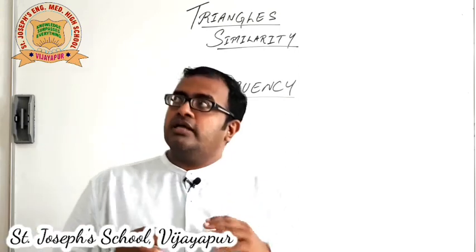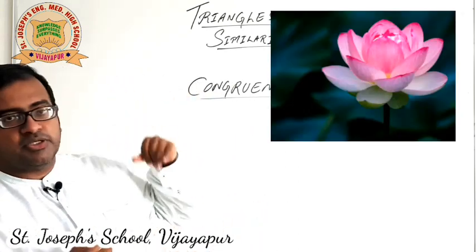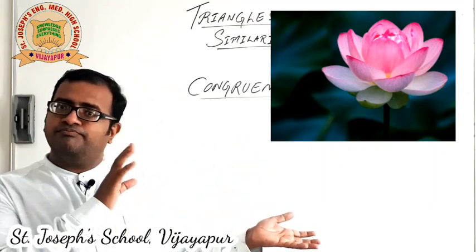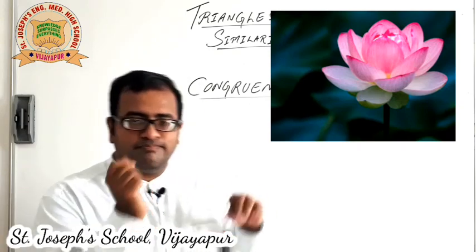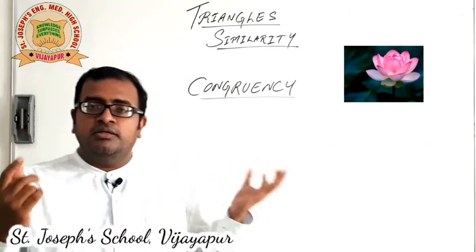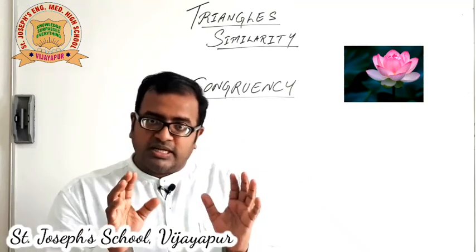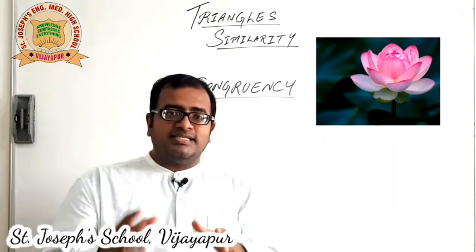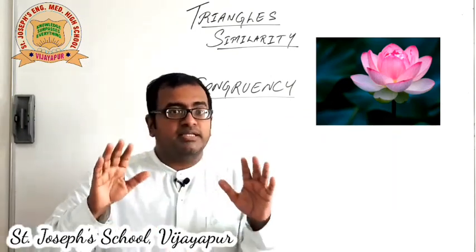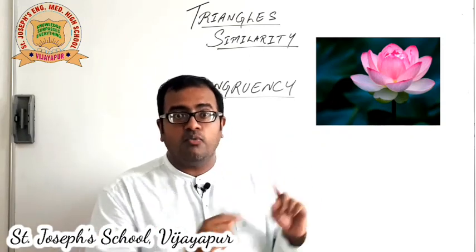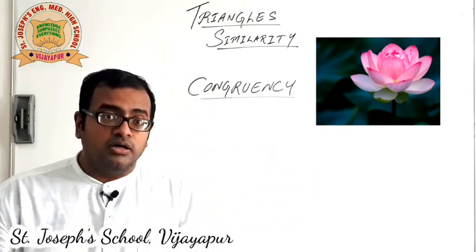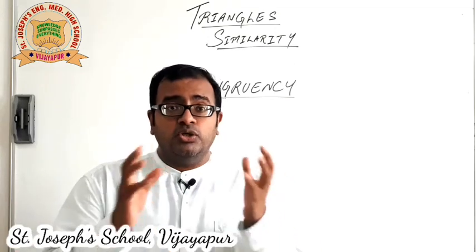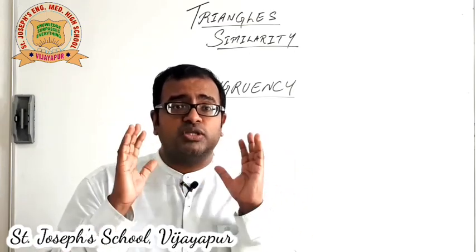For example, if you are looking at a picture of an object, and now I change the size of the object, you still know that it is the same object, but the size of the image is changing. The object remains the same, but the size changes. We say the images are similar. Congruent means they must not only look the same, but also fit into each other perfectly.